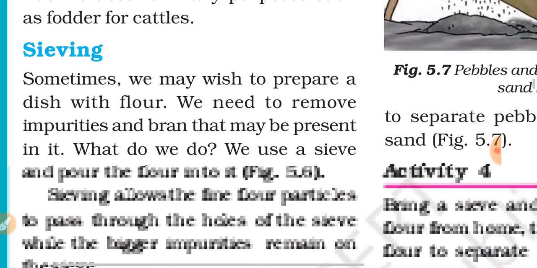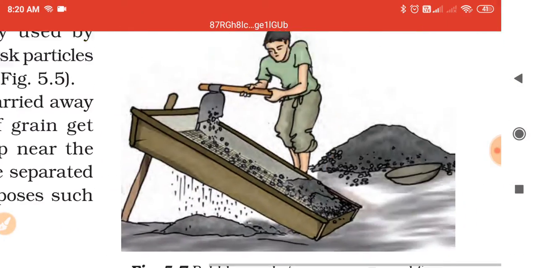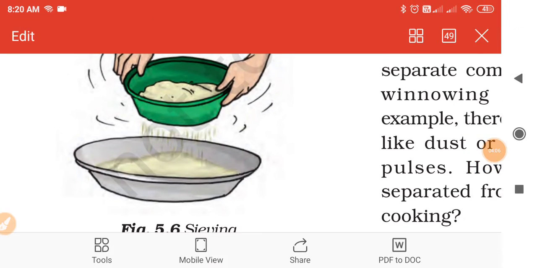Now we move to the next method of separation, which is sieving. Sometimes we may wish to prepare a dish with flour. Whenever we want to make a dish or breads, mainly in our home, by flour, we need to remove impurities and bran that may be present in it. What do we do? We use a sieve and pour the flour into it. Figure 5.6 you can see in your book. This is the figure of the sieving method.